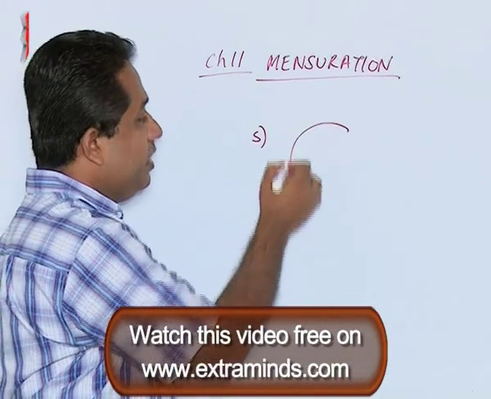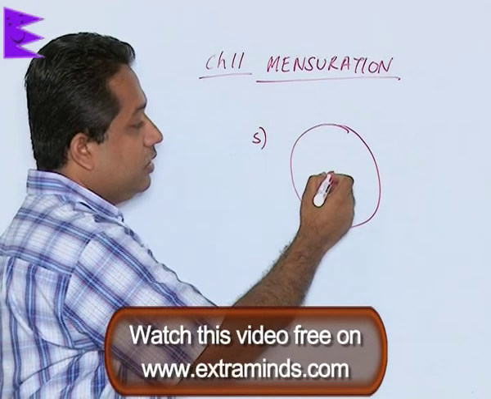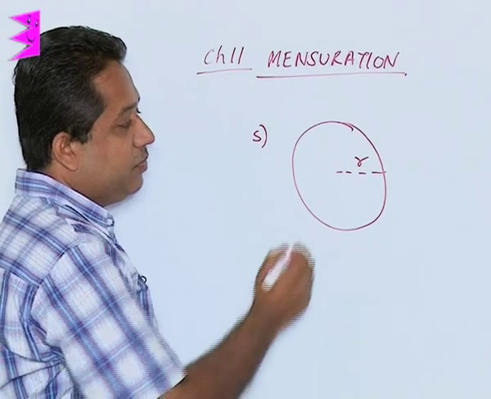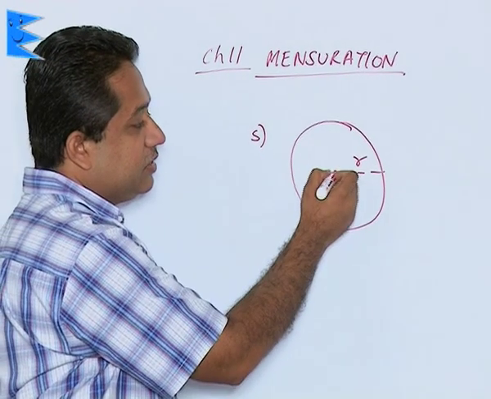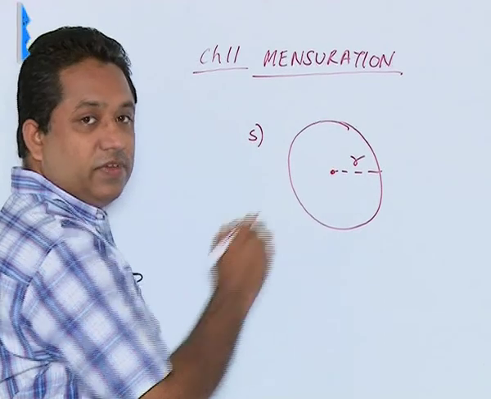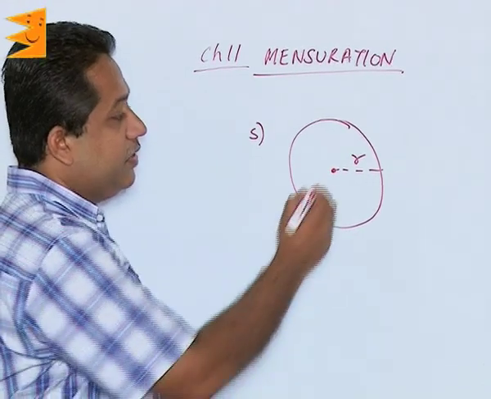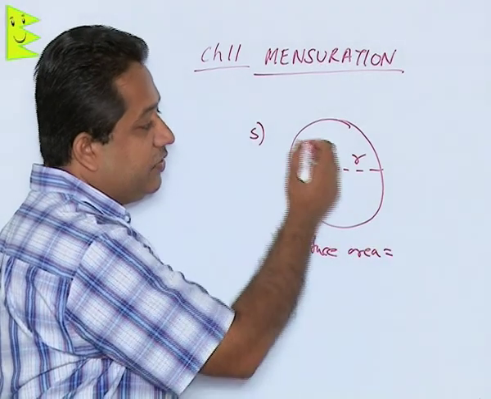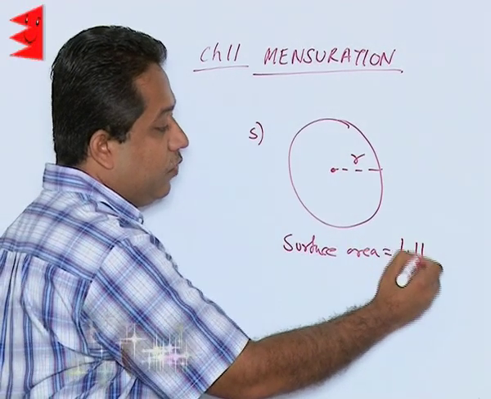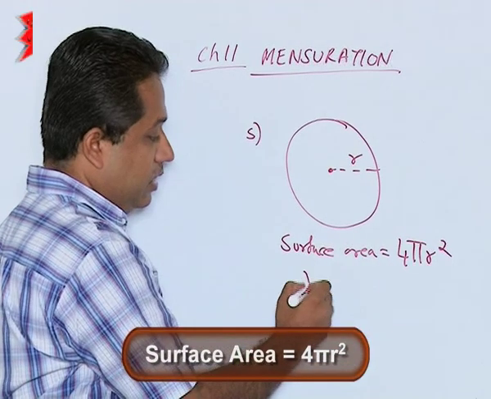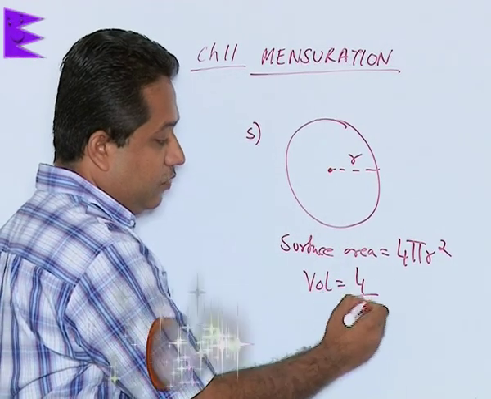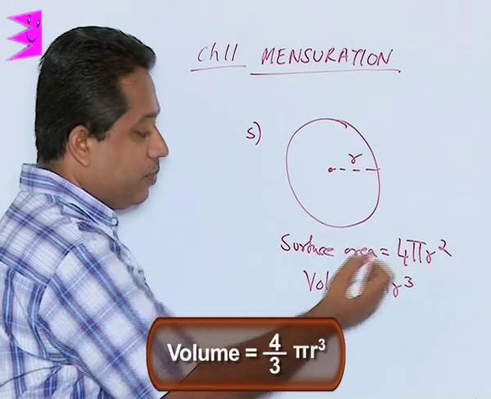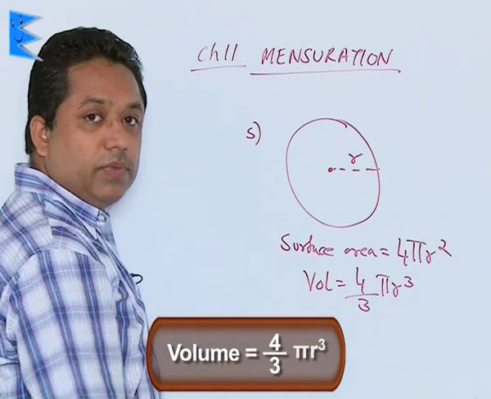A sphere is like a football, a 3-dimensional football. See here, it is 3-dimensional. This is the radius. Now, there is no curved surface or total surface area in a sphere, there is only surface area. So, surface area of a sphere is 4 pi r square, and volume is 4 upon 3 pi r cube. So, area can be found by using 4 pi r square, and volume is 4 by 3 pi r cube.